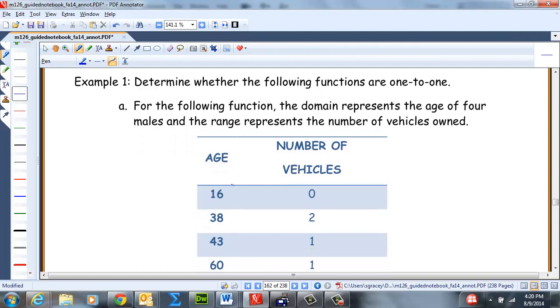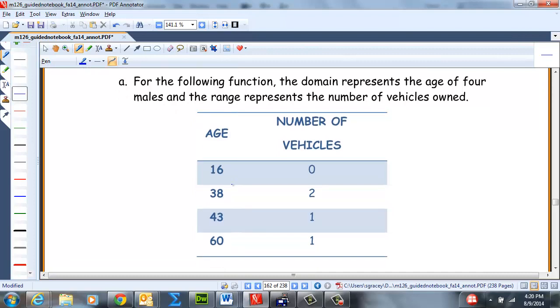So let's take a look at this next example. Here we want to determine if the functions given are one-to-one. Part A is in a table, and these are the correspondences. The first column is the age of 4 males, and that's the domain. The second column, the range column, is the number of vehicles owned. If you take a look, 16 maps to 0, or in other words, 0 is the image of 16. And 2 is the image of 38. Now 1 is the image of 43, and 1 is the image of 60.